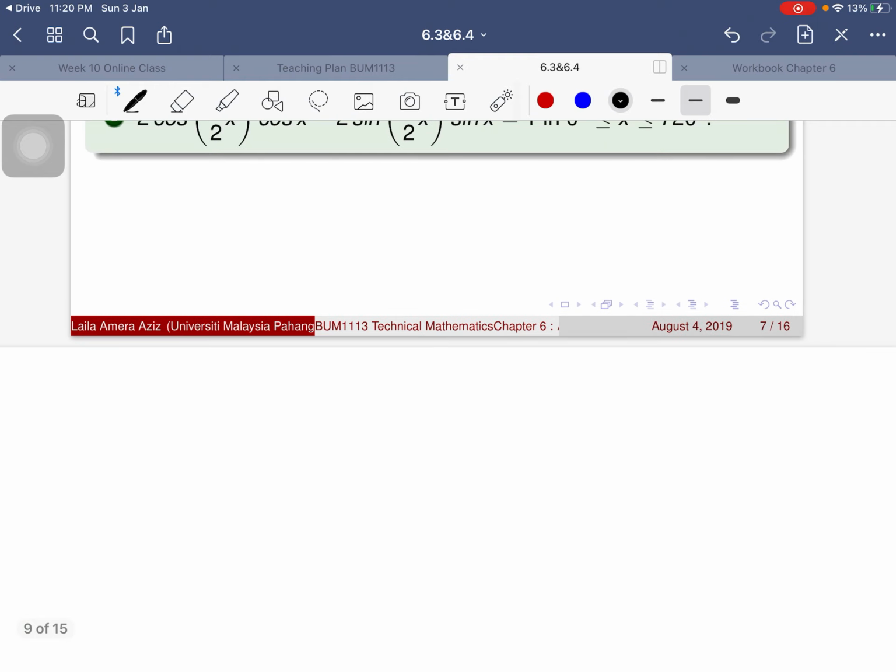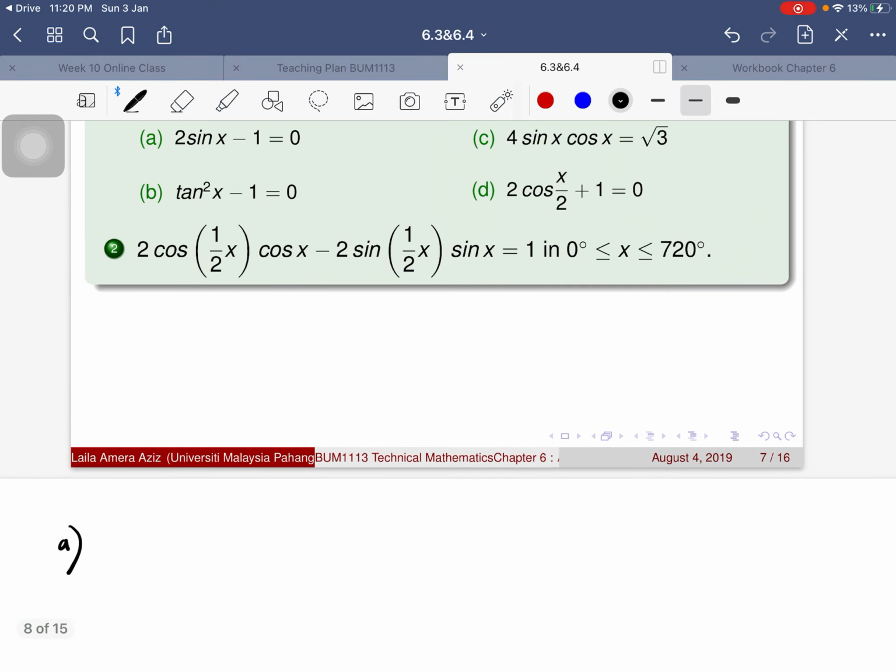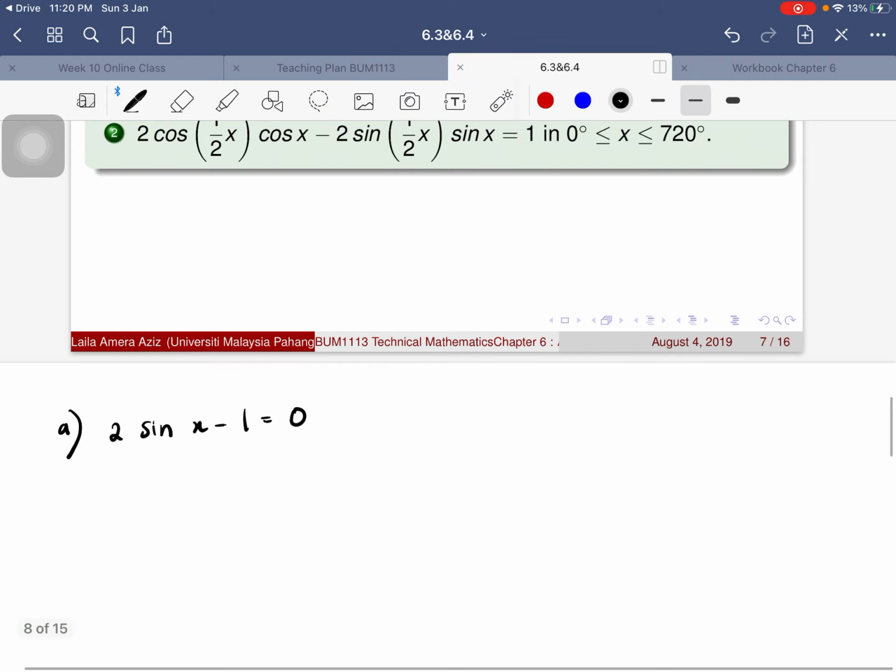I'm going to start with A, which is the simplest one over here. I'm going to solve the equation 2 sine x minus 1 equals 0. Now let's start solving this. First, I'm going to make the trigonometric function by itself. What does that mean? Anything that is not the trig function itself, which are constants, I'm going to rearrange and put on the other side.